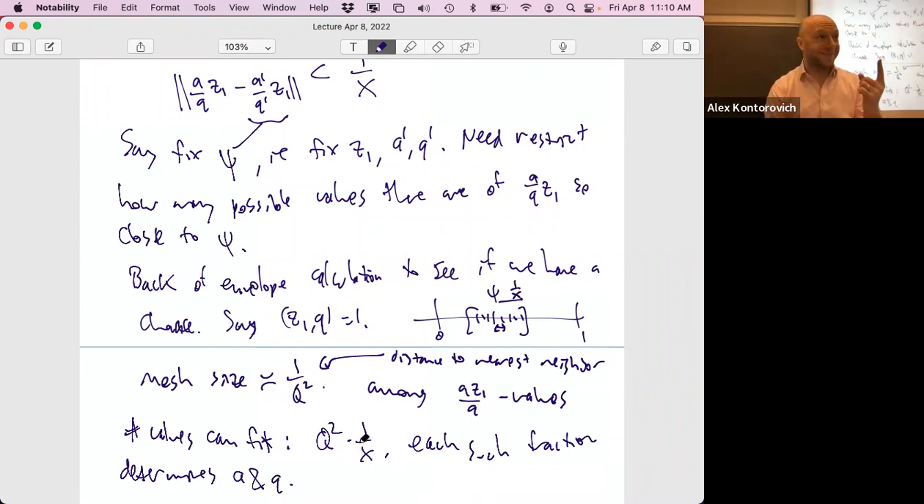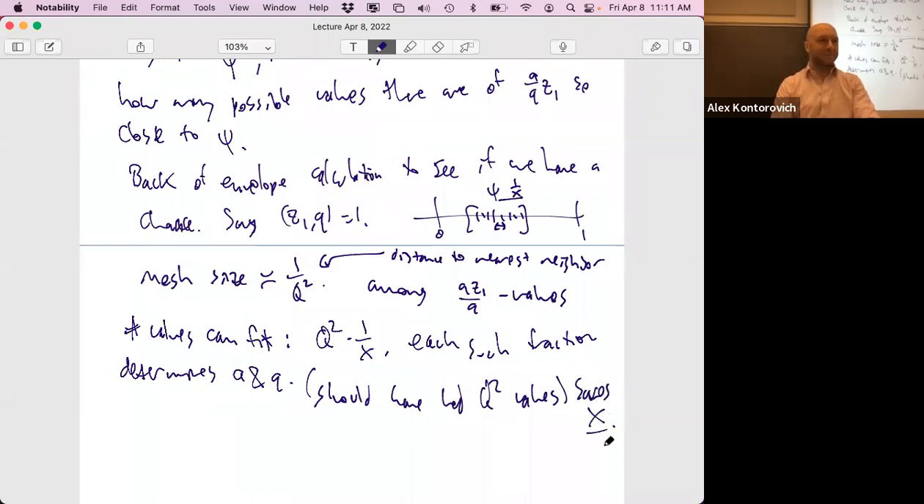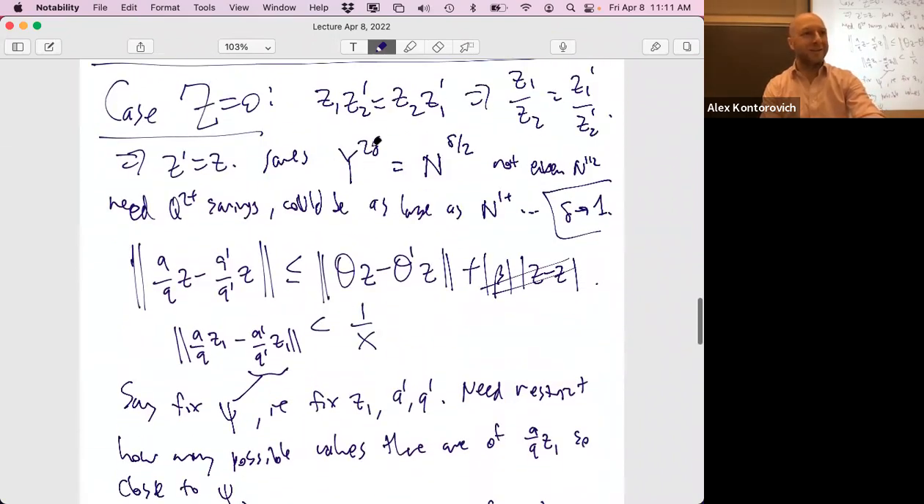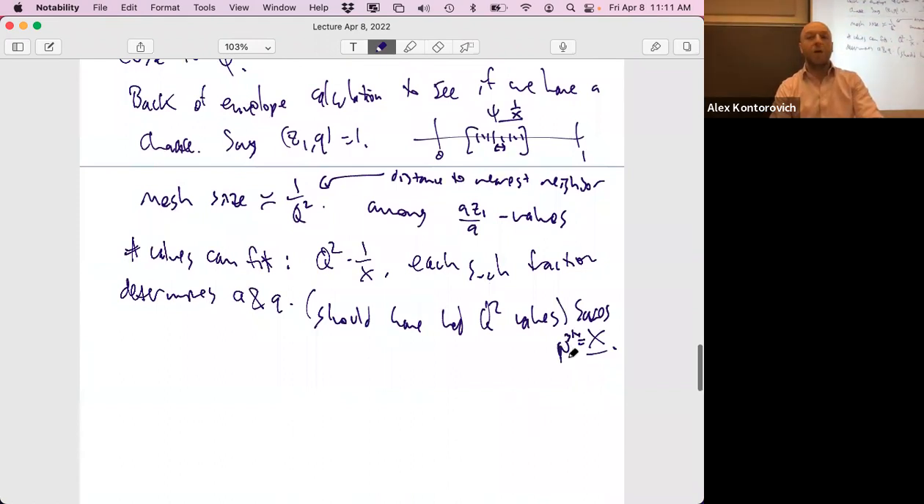Now we've saved X. X is n to the 3/4. And then Q squared is in the end. So this should have had Q squared values. So if we can get this to work, this saves X. And X is n to the 3/4. And this X, together with what we've already saved, which is y to the 2 delta, is more than enough to push us over 1 plus something. And we're getting this because these z's are equal. Had they not been equal, then the counting wouldn't have worked.